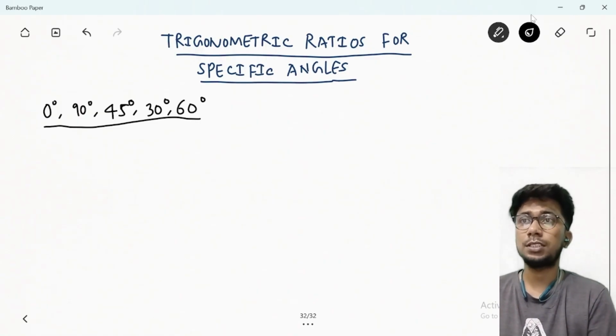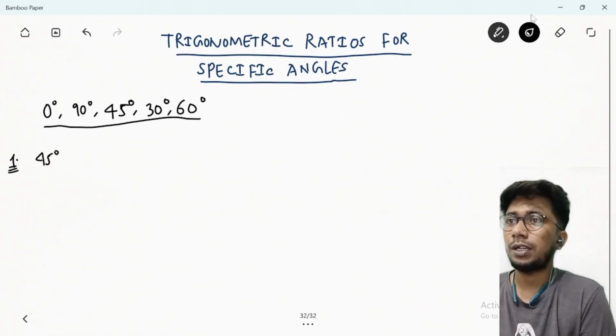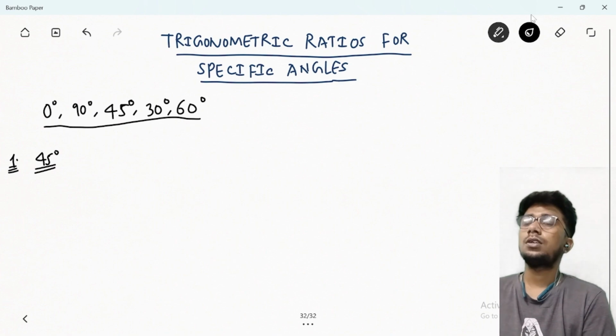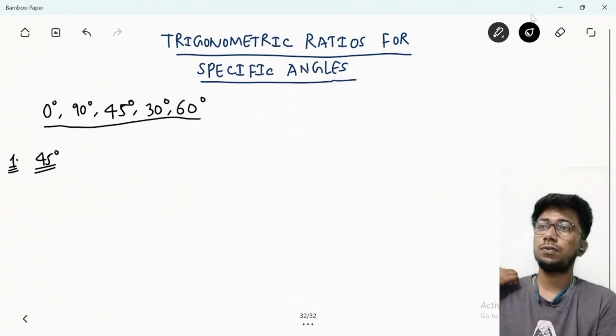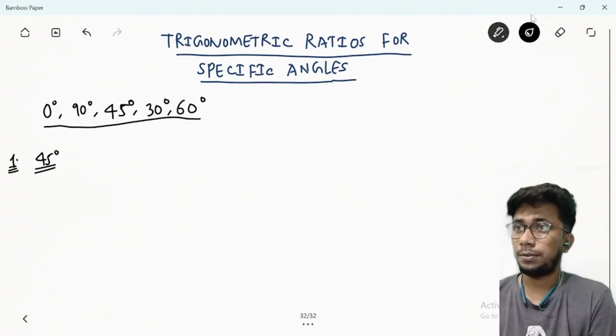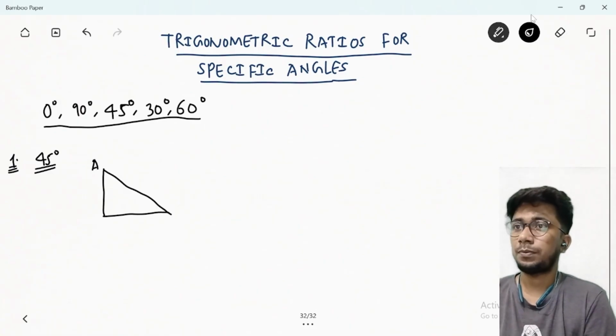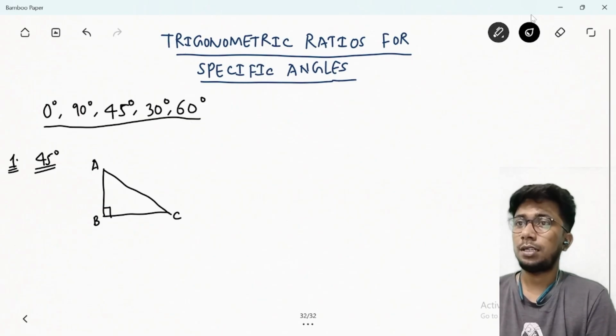तो सबसे पहले हम कंसिडर करते हैं 45 डिग्रीज. Let's consider 45 degrees first. So for this, what we'll consider? We will consider a right angle triangle ABC, where angle B is 90 and this angle is 45, let's say.